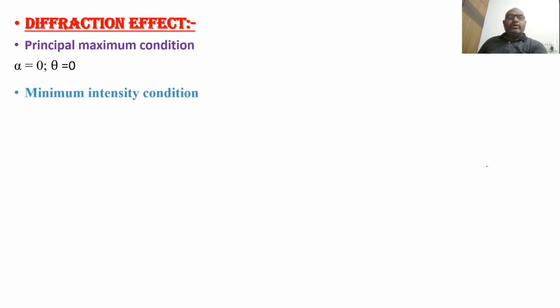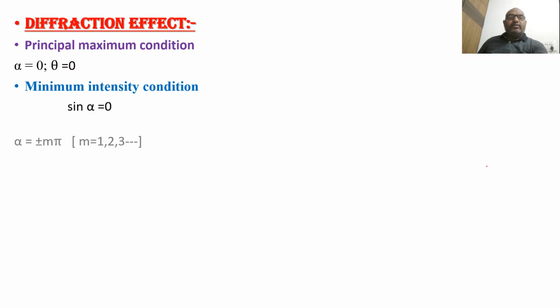The first one is the diffraction effect. In the diffraction effect, the principal maxima condition is theta equal to 0 and alpha equal to 0. The minimum intensity condition is sine alpha equal to 0, that is, alpha is equal to plus or minus m pi.